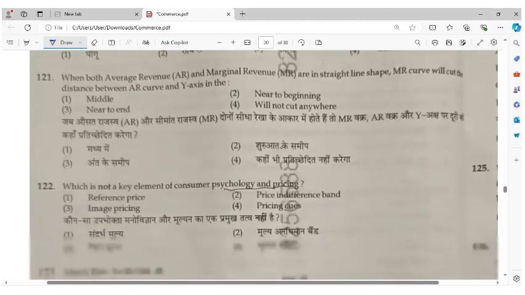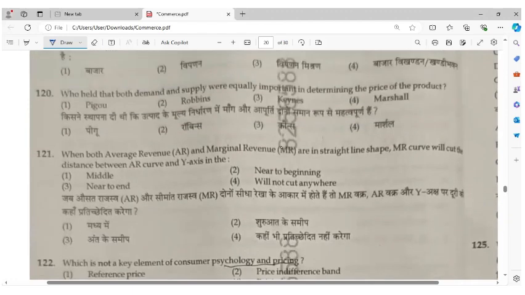The next one: who held that both demand and supply are equally important in determining the price of the product? It is said by Marshall. Marshall gives importance to supply, and if demand is equally important, then this is the equilibrium point where both things are important. So it is given by Marshall.